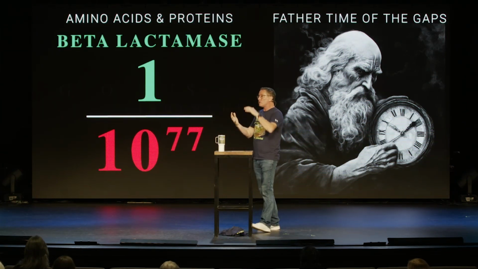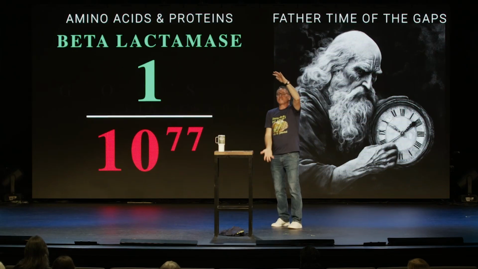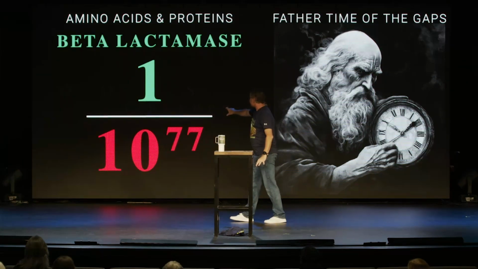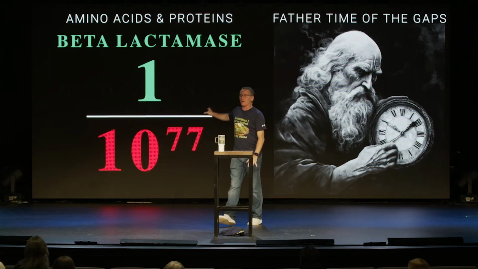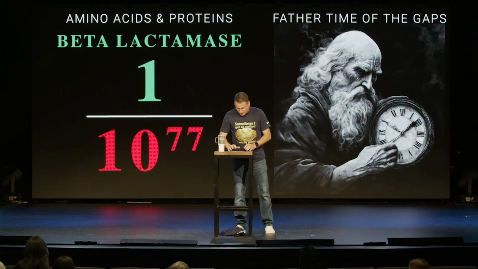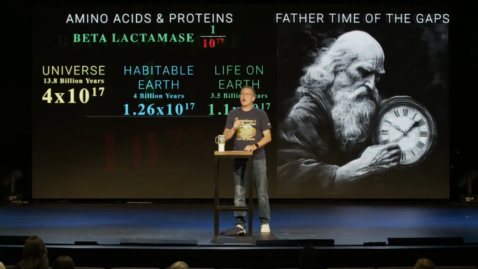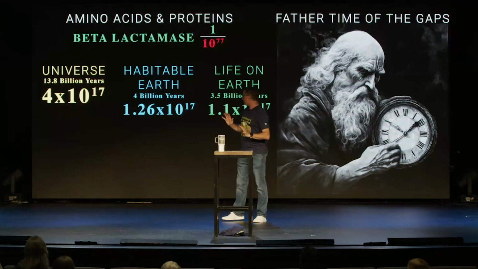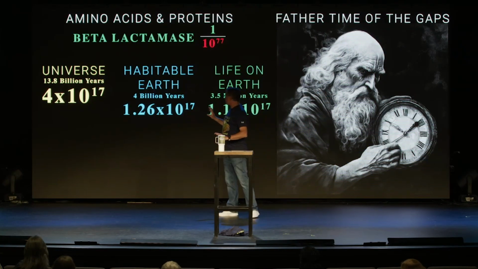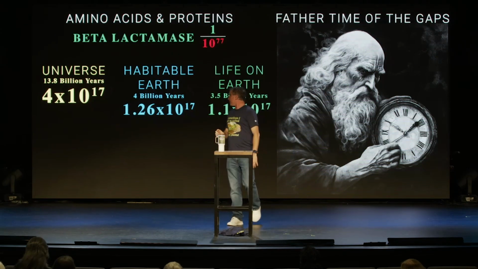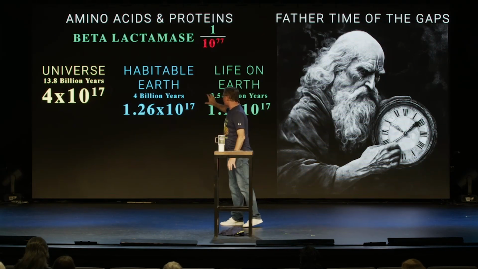Well, how many of those combinations out of all the possible combinations actually yield a protein that is of any value whatsoever? It's 1 in 10 to the 77th power, which is a number that you and I just don't understand. So I want to look at how much time we've actually had in the universe. Let's assume for a moment that the naturalist narrative is true, that the universe is just shy of 14 billion years old. Just to give them that assumption to begin with.